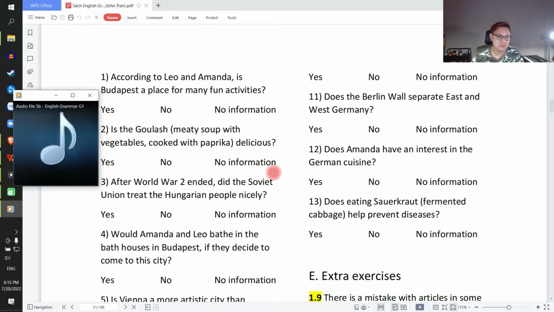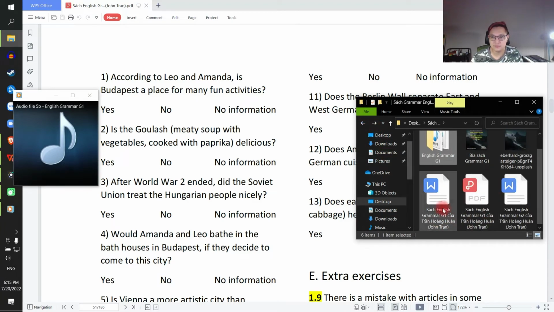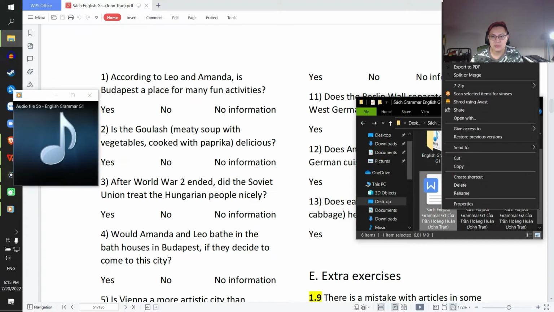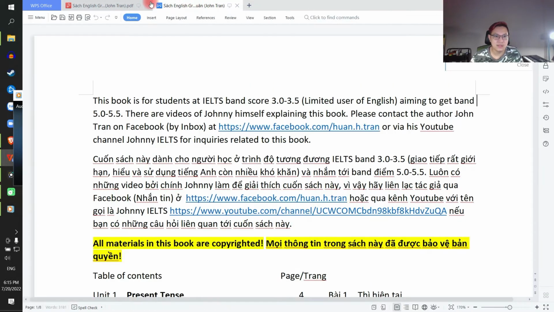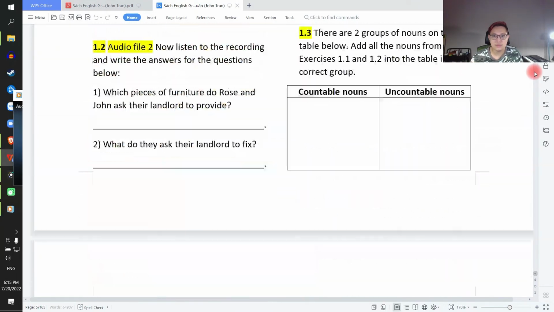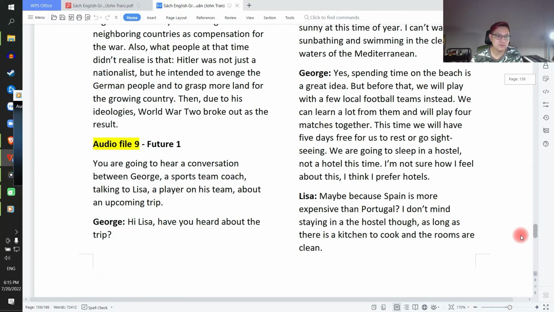You will hear two people talking about famous travel destinations. So that is the recording, and you have to answer these questions. So I think now it's better if I go to the back of the book, and you will see the audio script, so we can learn from it. The back of the book, and this is audio file 5.